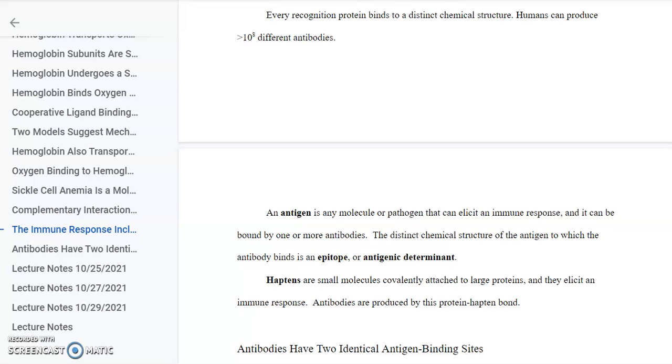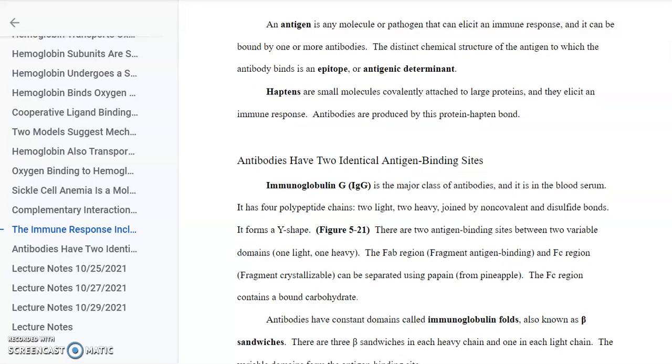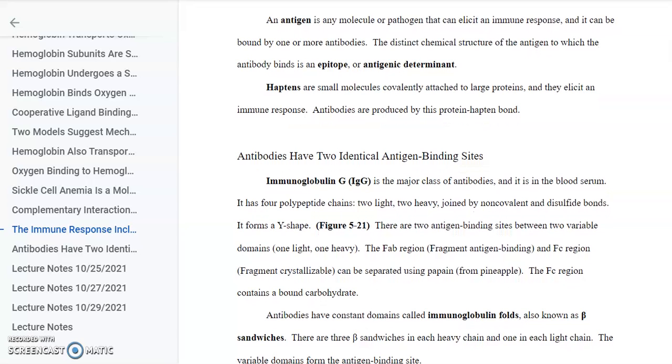Every recognition protein binds to a distinct chemical structure. Humans can produce over 10 to the 8th different antibodies. An antigen is any molecular pathogen that can elicit an immune response, and it can be bound by one or more antibodies. The distinct chemical structure of the antigen to which the antibody binds is an epitope, or antigenic determinant.